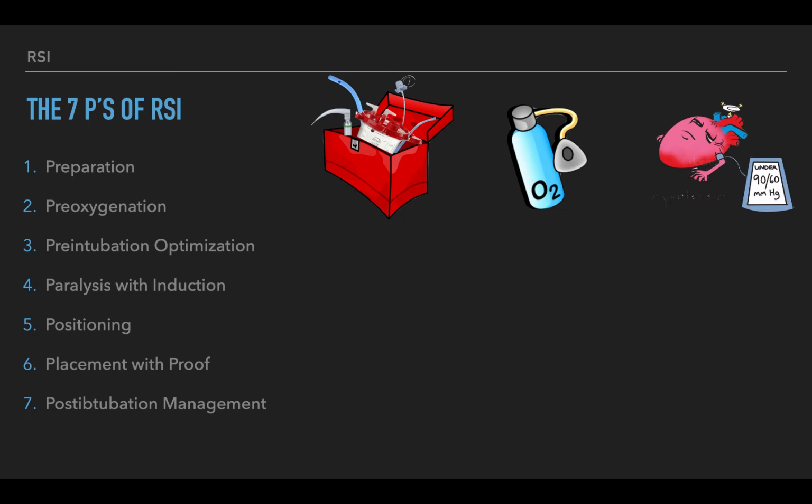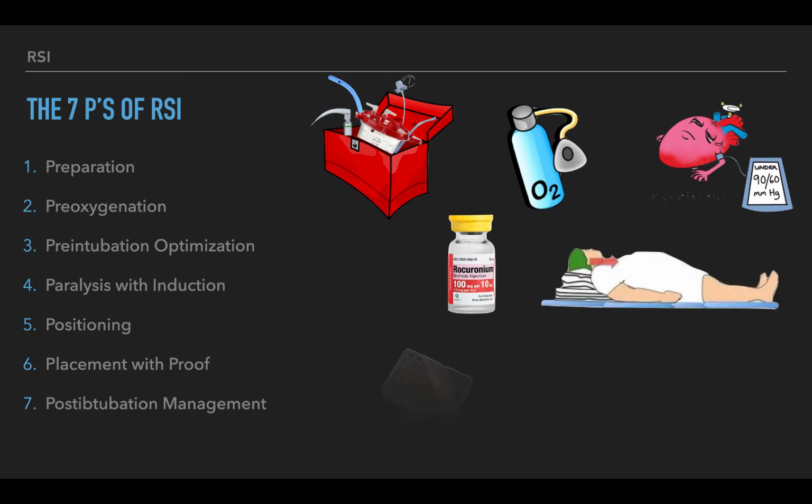The fourth one is paralysis with induction. Obviously not in that order, but I think they had to put paralysis first to make the whole P thing work. Number 5 is positioning of the patient. Number 6 is placement with proof. And then lastly, but also important, is post-intubation management.